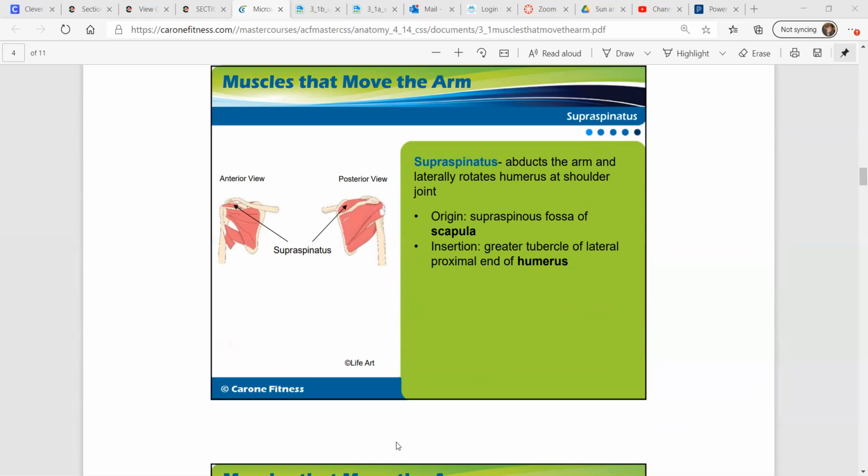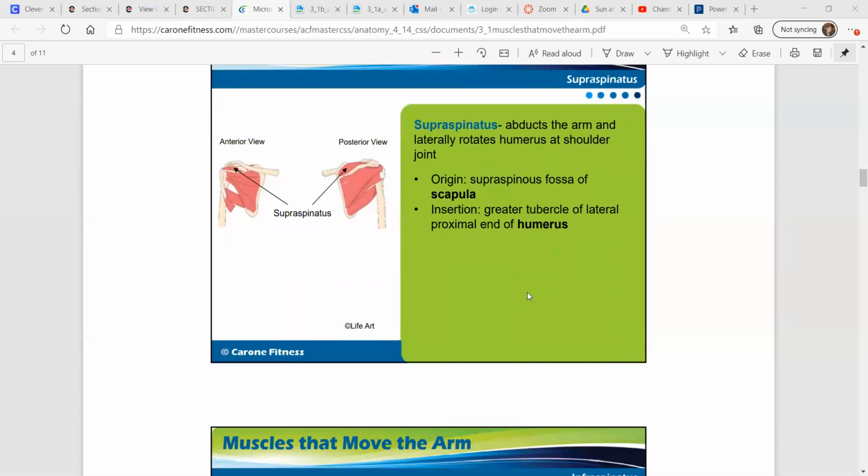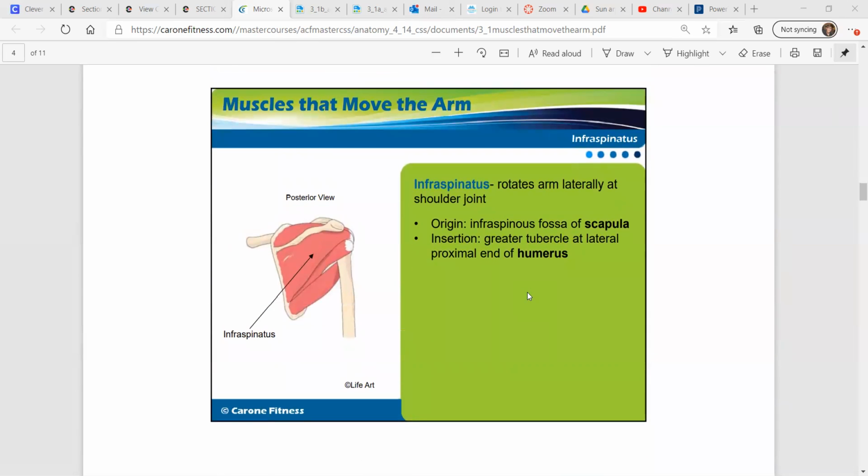The supraspinatus abducts the arm and laterally rotates the humerus at the shoulder joint. It originates at the supraspinous fossa of scapula. The insertion point is the greater tubercle of the lateral proximal end of the humerus. The infraspinatus rotates the arm laterally at the shoulder joint. Infraspinous fossa of scapula is where it originates, the origin, and then the insertion point is the greater tubercle at the lateral proximal end of the humerus.